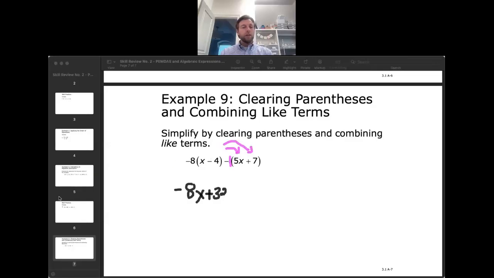Okay, so then that gives us, where are we at? So it becomes -5x, and then minus 7. Parentheses gone. Now we can bring things together. What you got?